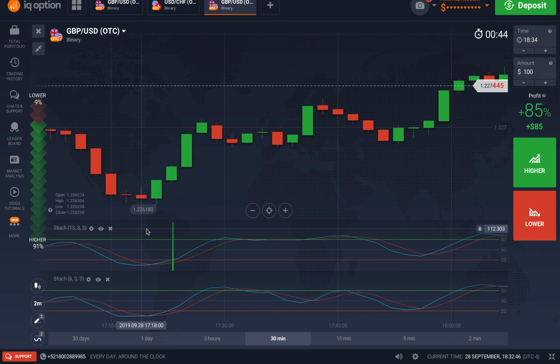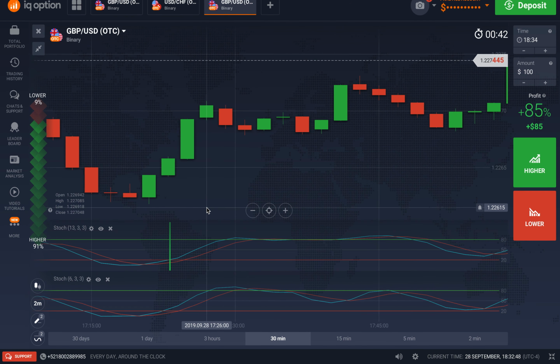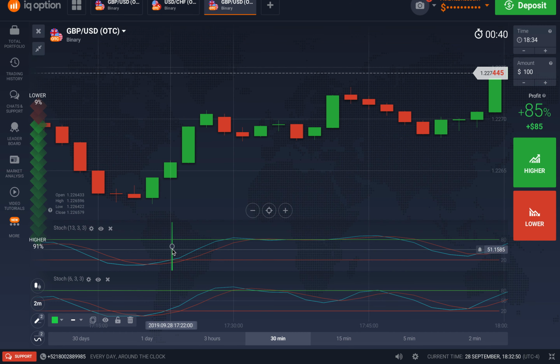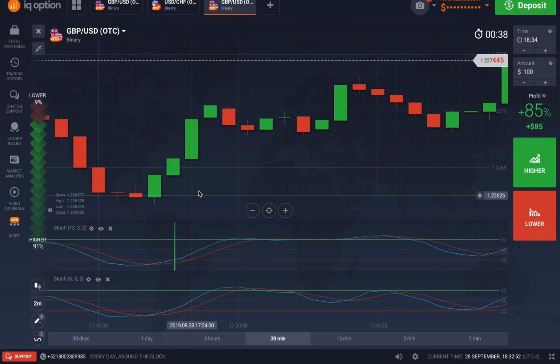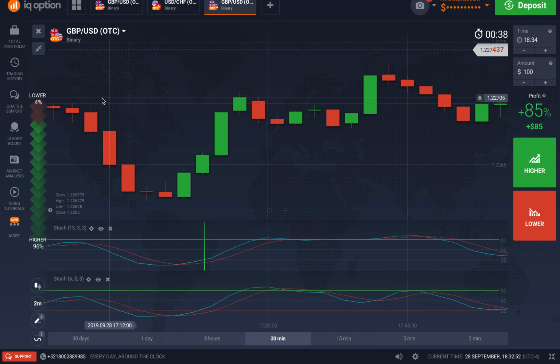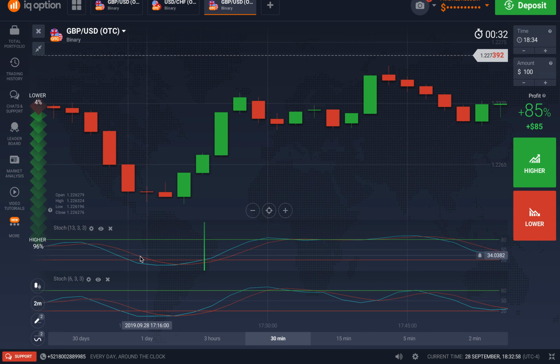I like to use the two together as extra confirmation. But the main reason why we use two together, and you might be able to see it here if you look closely. Let's just spend some time on this here. So here we have the market coming down, and we reach oversold.